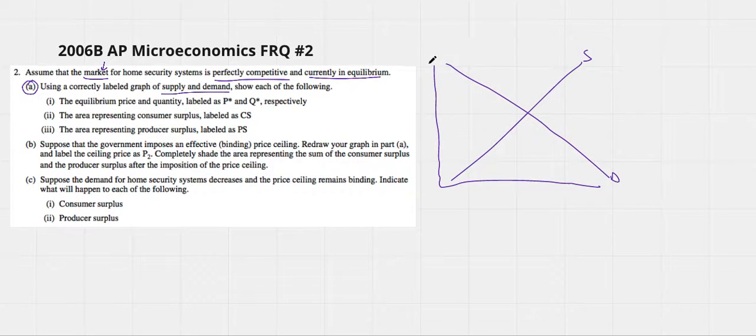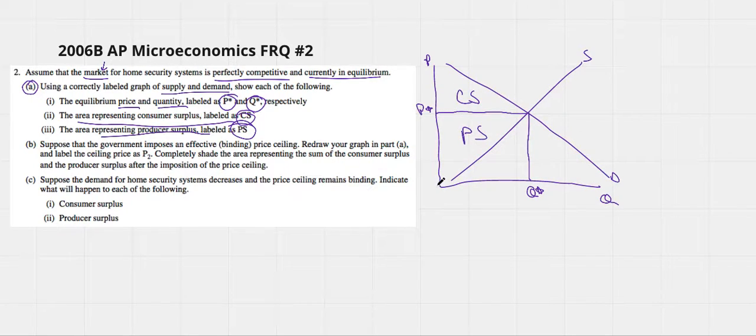All right, make sure you put your P's and Q's there. Don't let them take a point for that. We need to show the equilibrium price and the equilibrium quantity, P star, Q star. Easy enough, right? Straight across, there's my P star. Here's my Q star. Show the area representing consumer surplus, CS, and the area representing producer surplus, PS. Easy enough. Done.